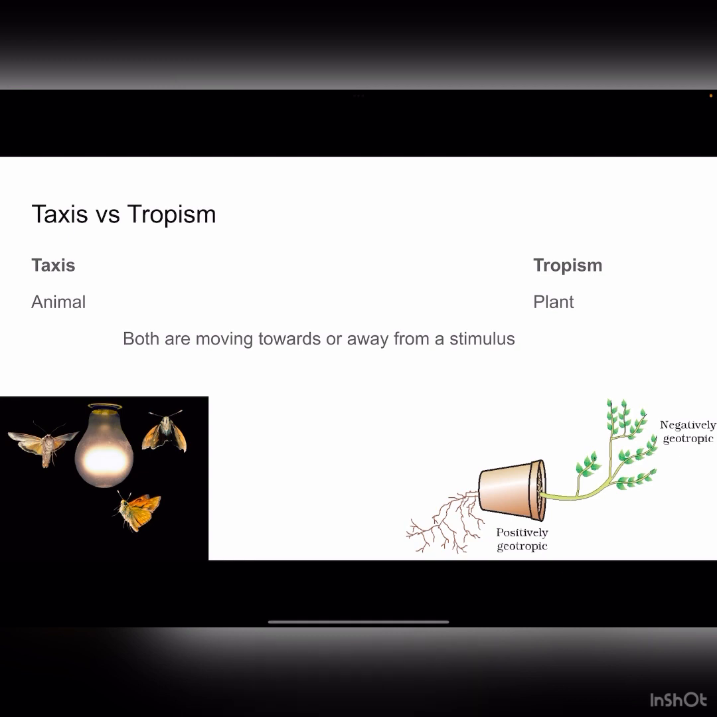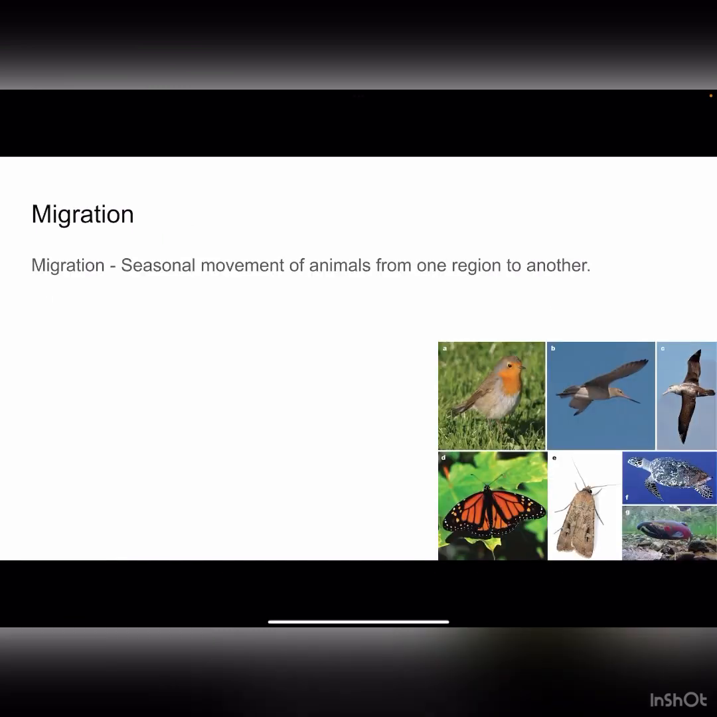So, in summary, the main difference between tropisms and taxis is that taxis are for animals and tropisms are for plants. In both, an organism moves either towards or away from a stimulus. Finally, we move on to migration and dispersal, which is on the next slide.